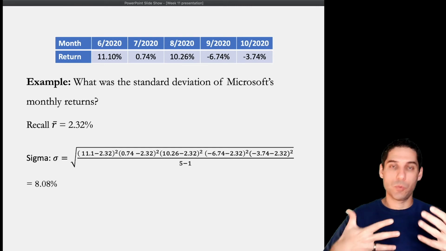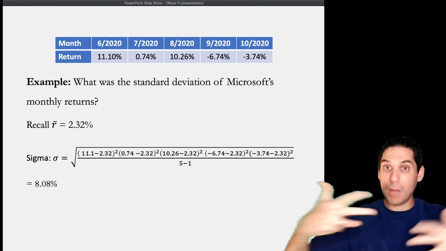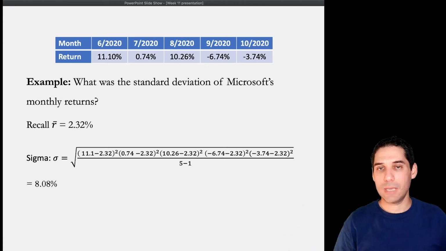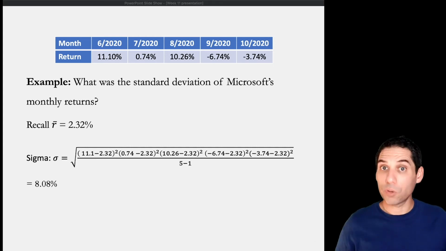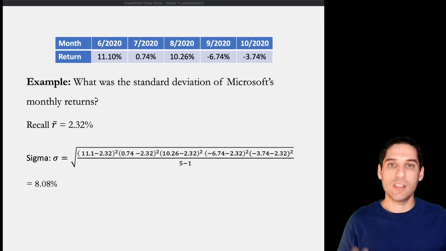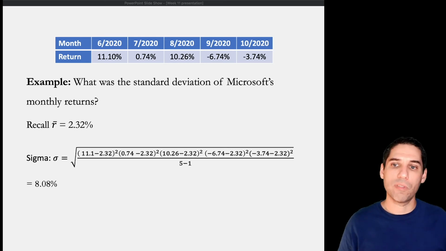And that's on purpose because we don't want positive deviations and negative deviations to cancel each other out. We want positive and negative to add up. That's the idea behind standard deviation, right? Then the third month above the mean, then the fourth month below the mean, and the fifth month below the mean. And then we square them, take the sum of all these, divide by T minus 1. Here 5 returns, 5 minus 1, 4. And then take the square root, gives us our sigma, standard deviation of 8.08%.